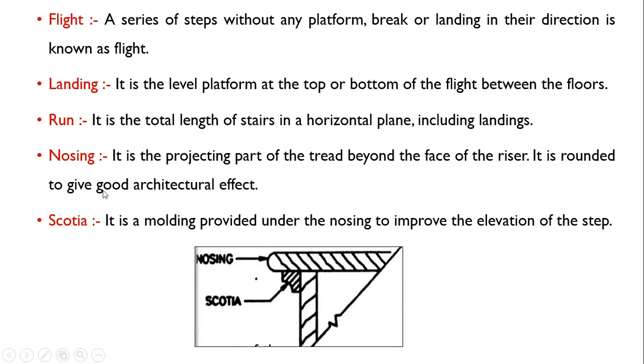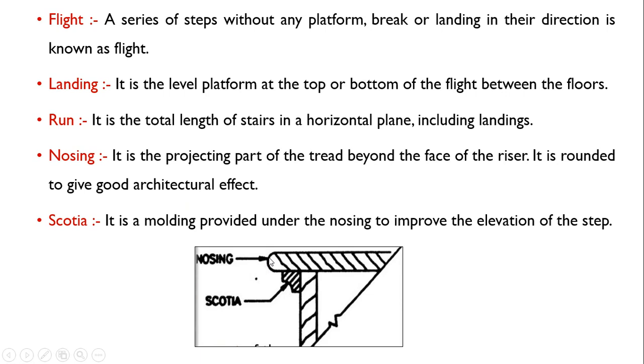Nosing. Now coming to nosing. While discussing the slope or pitch of the stair, we discussed that the angle made by the line joining the nosings with the horizontal is called pitch. So what is this nosing? It is the projecting part of the tread beyond the face of the riser. It is rounded to give a good architectural effect. So this is called nosing.